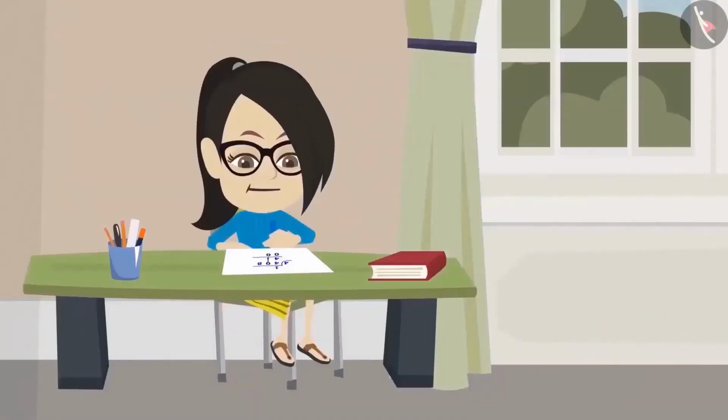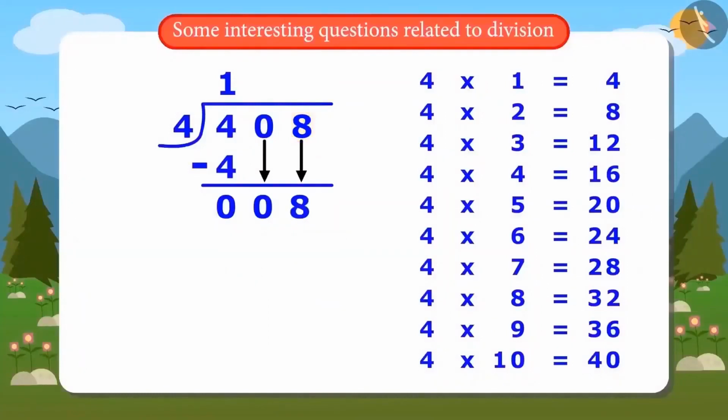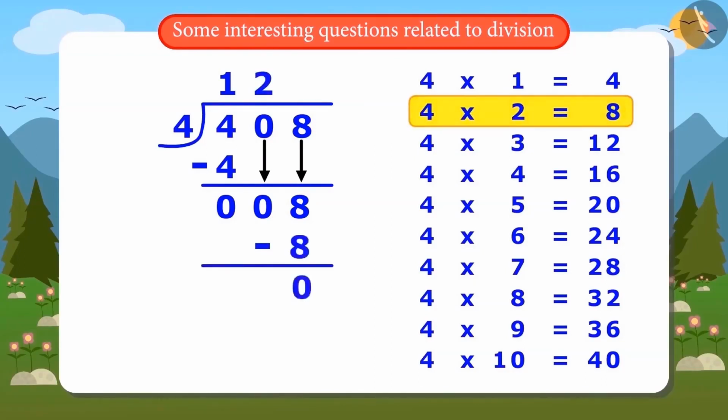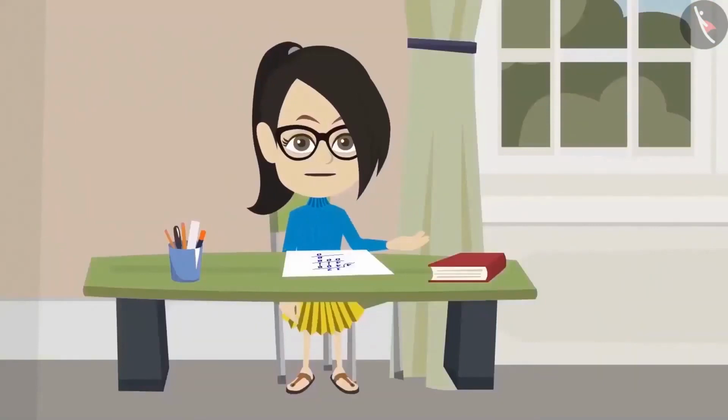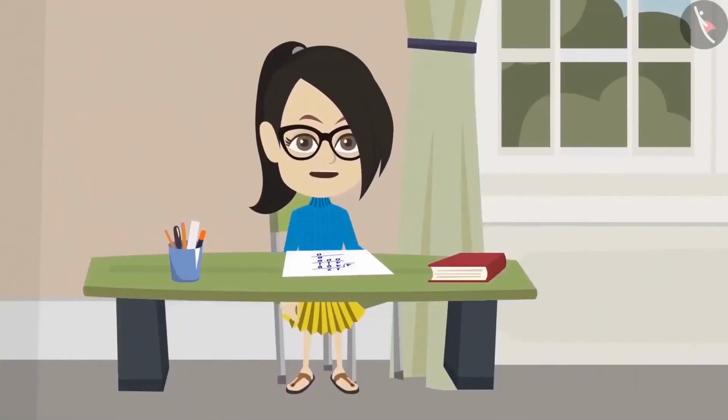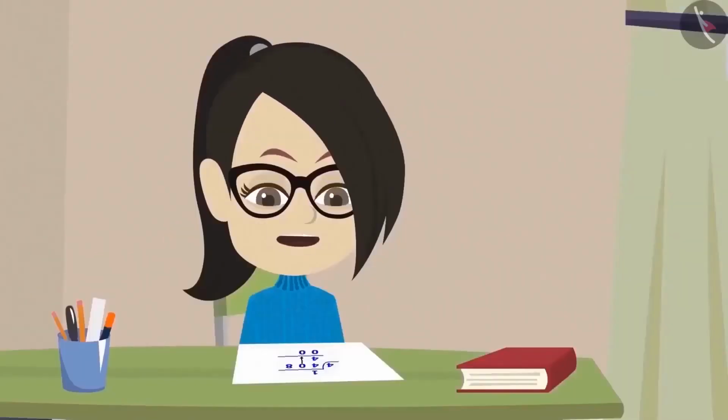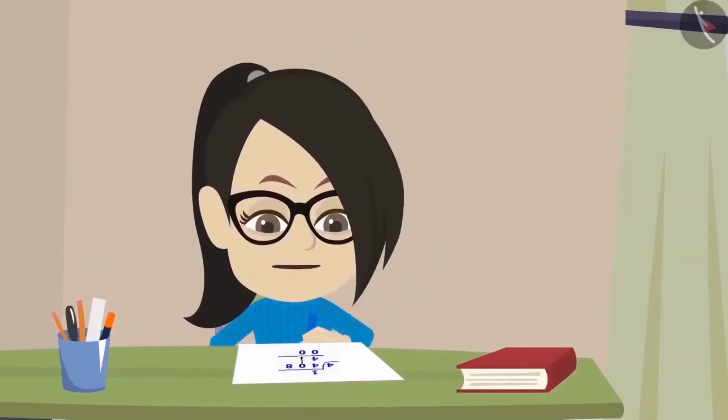What do I do now? Let me also write down the next number. Write down 8, so now the number becomes 8. Now it's right. I'll divide 8 by 4. If we divide 8 by 4, then the answer will be 2. The remainder will be 0. That means after dividing 408 by 4, the answer will be 12. Division is done.